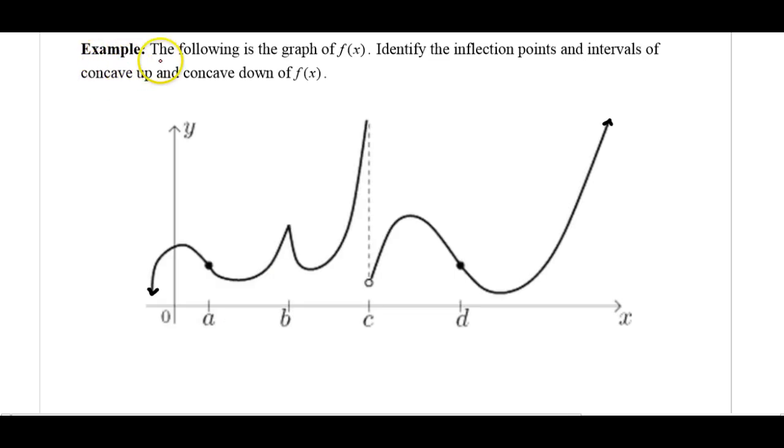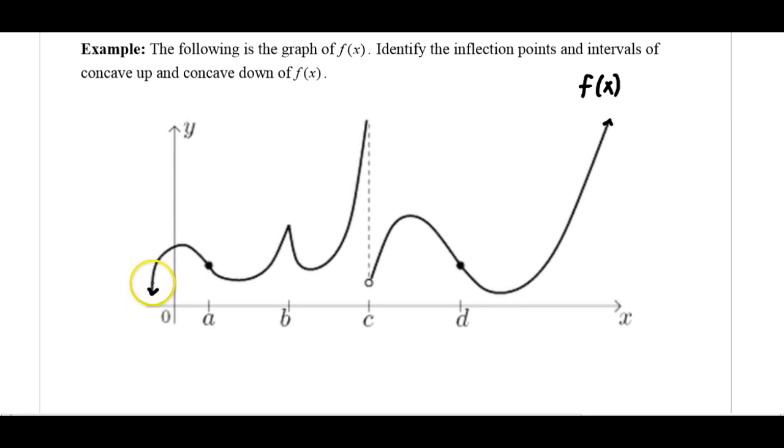Alright, in this first example, let the following be the graph of f(x). Identify the inflection points and the intervals of concave up and concave down of f(x). So this is the graph of f(x), the original function, and we want to find where this graph is concave up, concave down, and then find the inflection point. So before I write out the x intervals where concavity occurs, I'm going to go ahead and color in each of those intervals first.